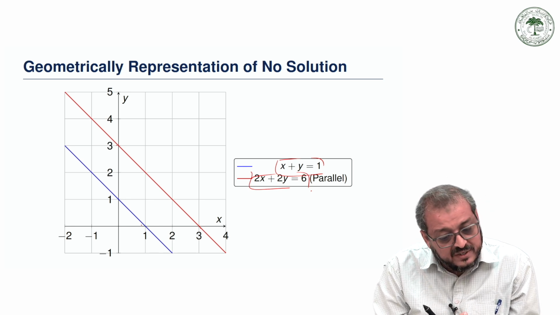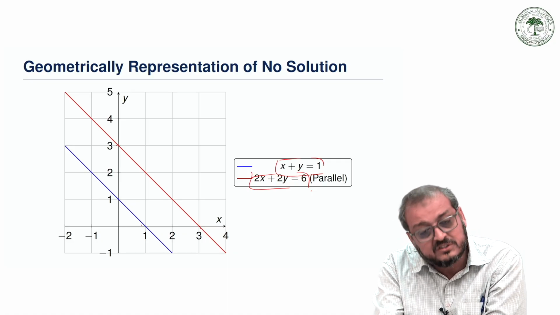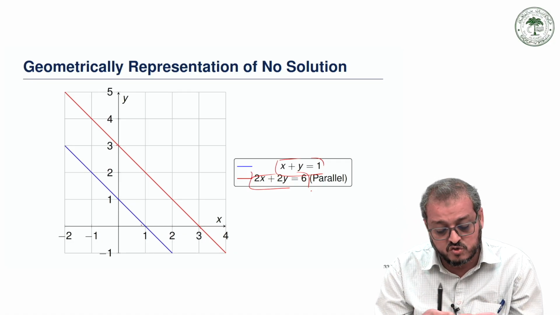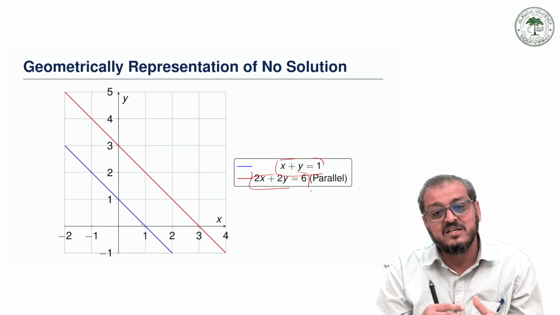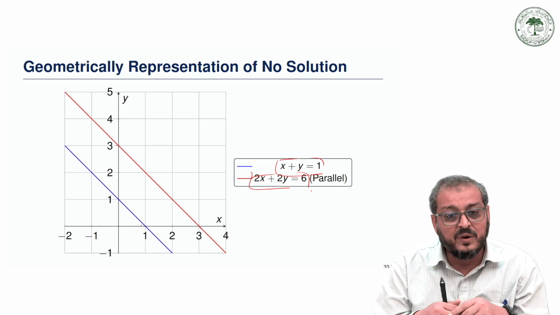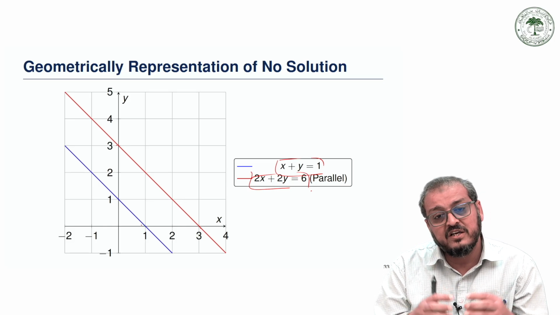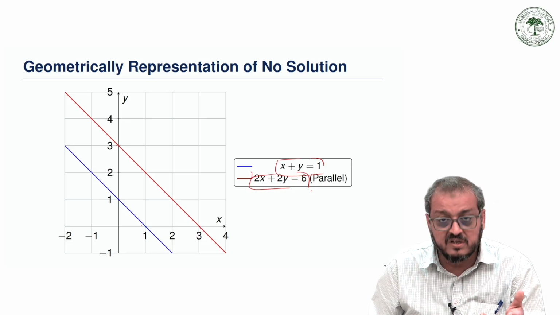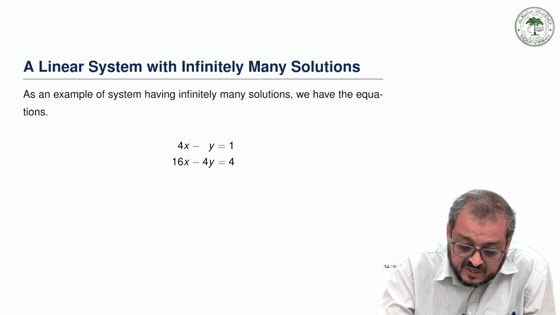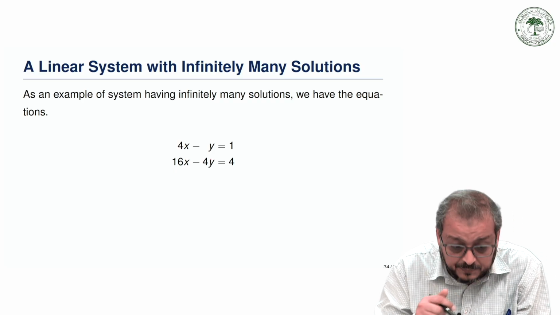Now another possibility is there. If this line shifts to the same line, so that we can make these two lines coincide, then the system satisfies each and every point of the equation, and if we satisfy each and every point of the equation, we say that the system has infinitely many solutions. So for example, we take this example.